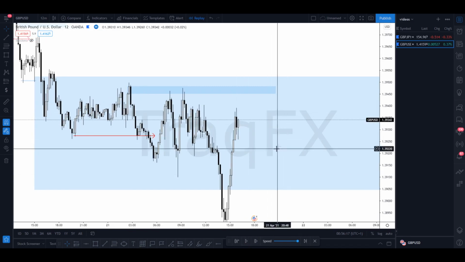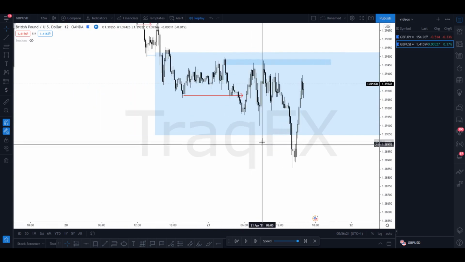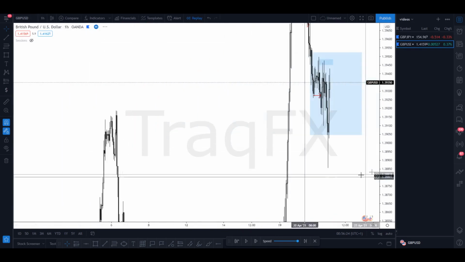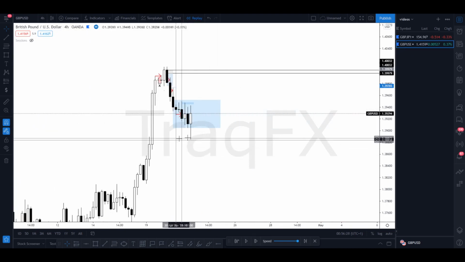Now, boom, look at that. Right over here, we have this major move down, quick move down. And remember, you also have to look at the 1 hour time frame as well. You can't just stick to the smaller time frame. You have to see where price is at.